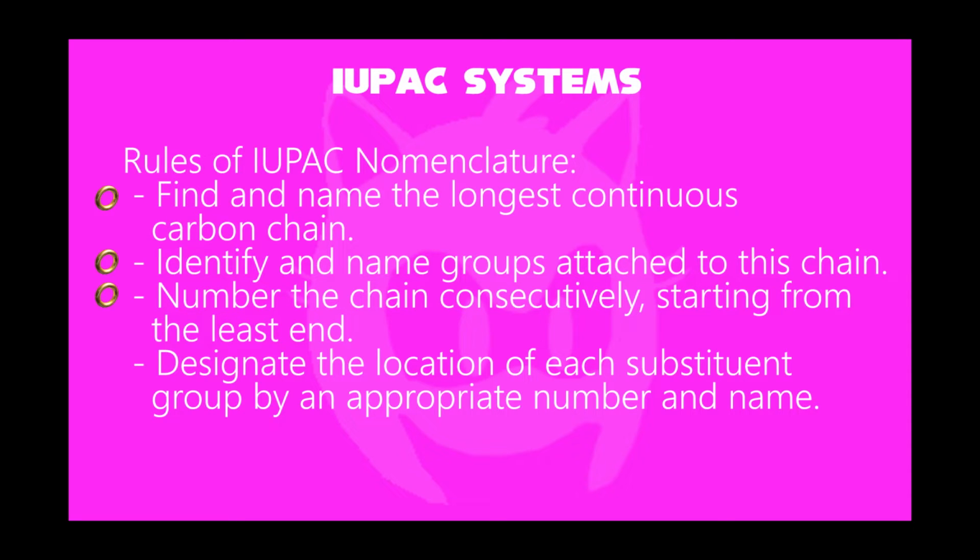Carefully number the chain consecutively, starting at the end nearest a substituent group. Then designate the location of each substituent group by an appropriate number and name, listing groups in alphabetical order using the full name.